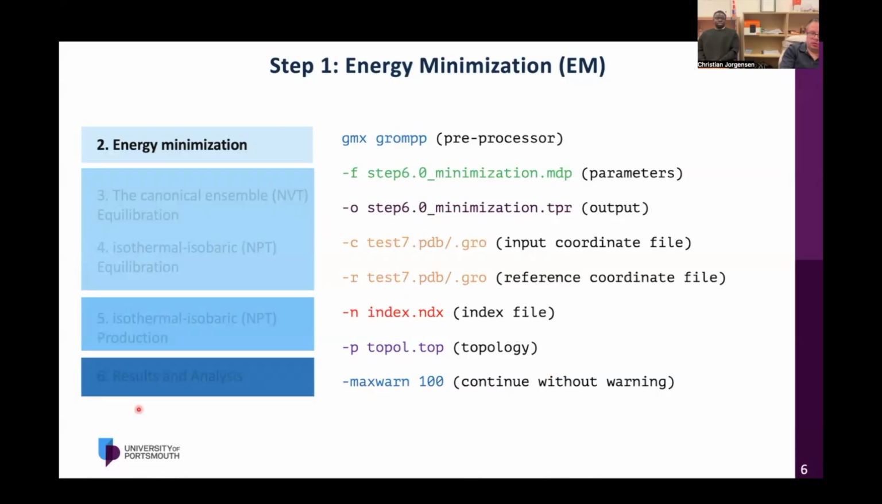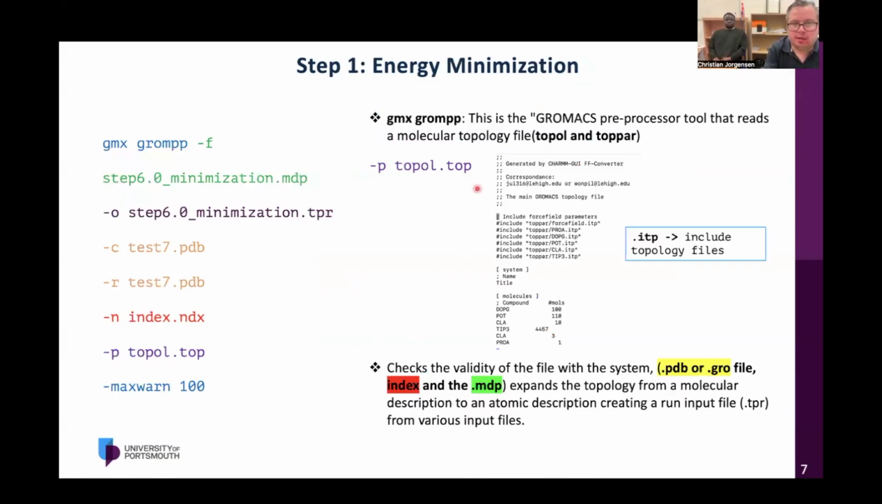The final option we have is -maxwarn 100, which is just to continue without warning. It's because GROMACS is a bit picky about the number of warnings, so if you don't have this, then it will not work. Okay, and this is just the first step, the minimization.